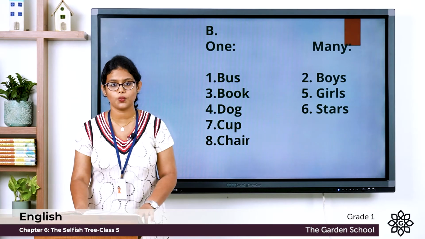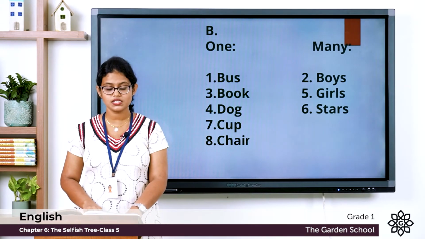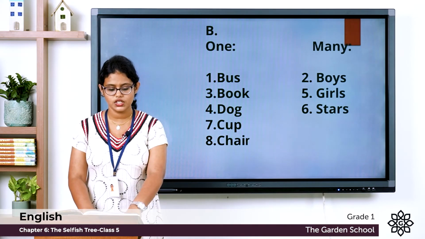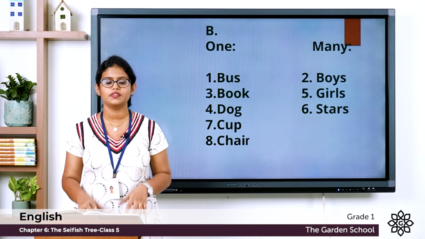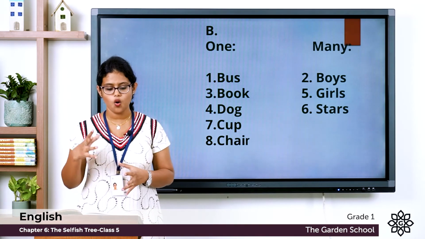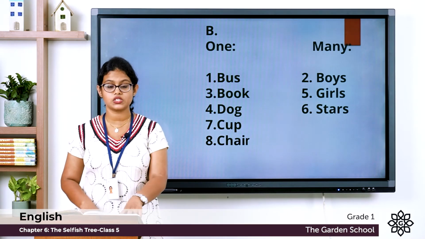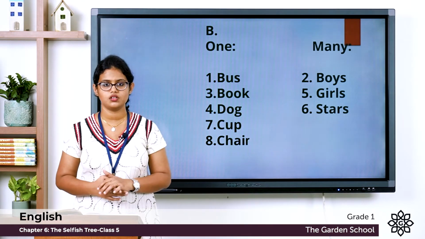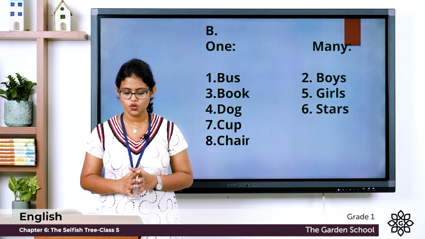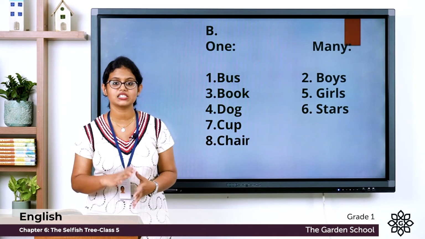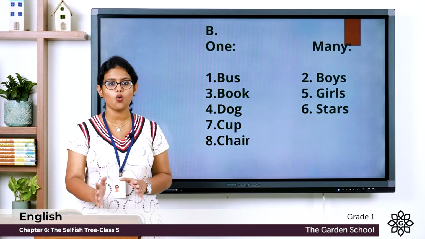Moving to the next one. So, here you can see some sentences. What you need to do is, you have to underline the naming words in these sentences. Then, you have to write O if they are 1 and M if they are many. So, see the first one. The bus is red. So, which is a naming word here? The naming word here is bus. So, is it 1 or many? It is just 1. Only 1 bus. So, you can just write there O.